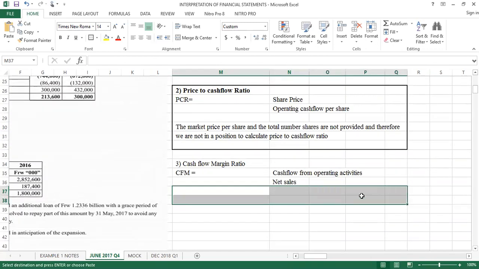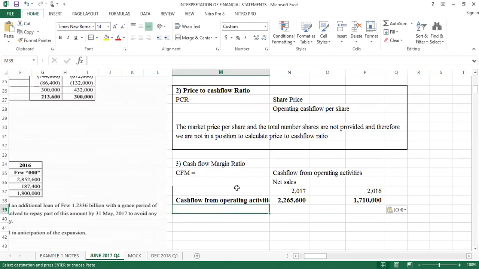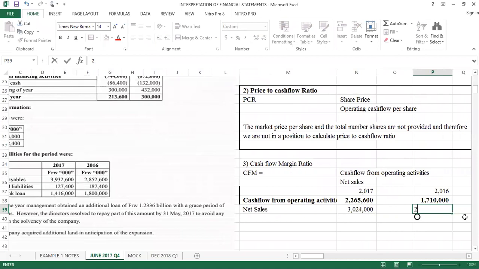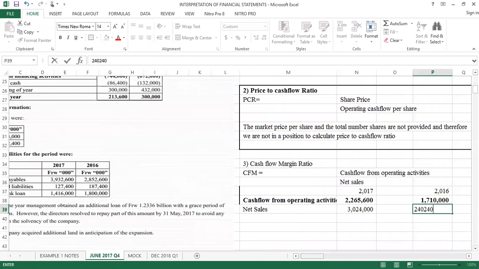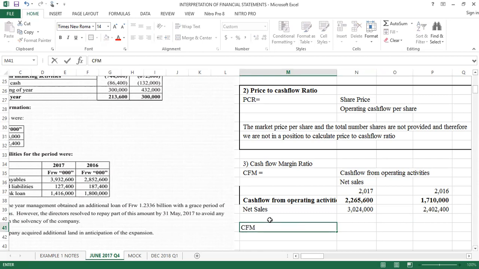I'll paste it there. Cash flow from operating activities. So what is our net sales? I think we were given net sales in each year, if I'm not wrong. Net sales, yes, they are here. Net sales were 3,024,000. And on this other side, it was 2,402,400. I think we can get the ratio now. CFM is therefore equal to, we can get the CFM.